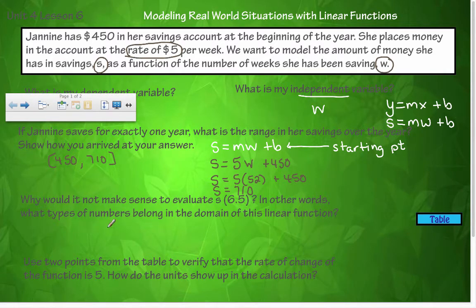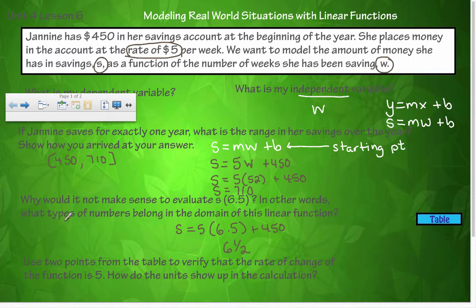It says now as a question, why would it not make sense to evaluate S of 6.5? That means, why wouldn't we do this? Well, 6.5 represents weeks. So this means that she would be making a deposit at 6.5 weeks, but she's not. She's at the end of every week. She can't put money halfway in. She's putting $5 in once per week. So we wouldn't use 6.5.